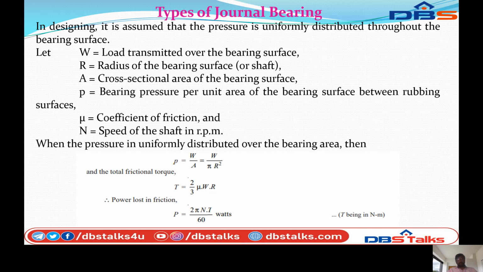In designing, it is assumed that the pressure is uniformly distributed throughout the bearing surface. Let W equal the load transmitted over the bearing surface, R equal the radius of the bearing surface or shaft. A equals the cross-sectional area of the bearing surface, and P is the bearing pressure per unit area of the bearing surface between rubbing surfaces. Mu is the coefficient of friction and N is the speed of the shaft in RPM. When the pressure is uniformly distributed over the bearing area, then P equals W by A.